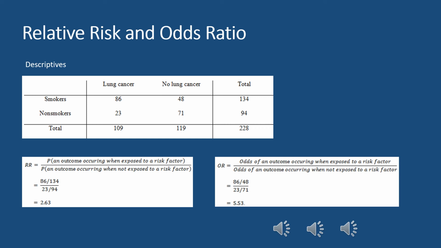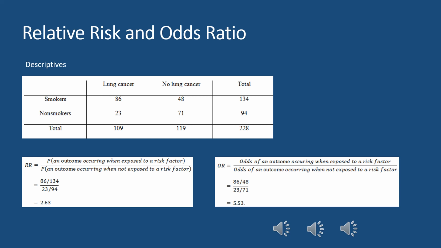So the relative risk is calculated based on an outcome occurring when exposed or an outcome occurring when not exposed. If you look at the calculation below, it's 86 divided by 134 over 23 divided by 94. So you're looking at the smokers and dividing by the total of smokers, and then you're looking at the non-smokers and dividing by the total, and then you come out with a calculation that is your relative risk.